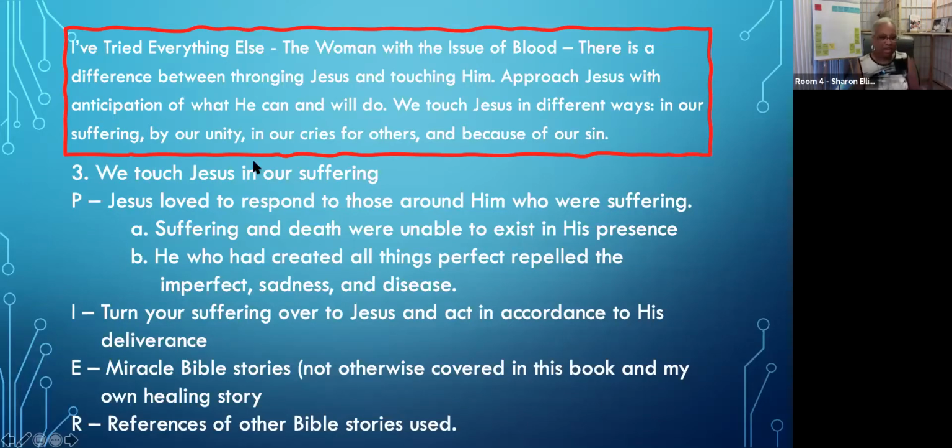I can use any miracle Bible story. I'll probably use the one where he told somebody, take up your bed and walk, because I talk about acting in accordance to the deliverance. And then I'm going to put in the actual reference. Or maybe my example could be my own healing story, or what have you. Whatever I write in, I'm going to fill that in.